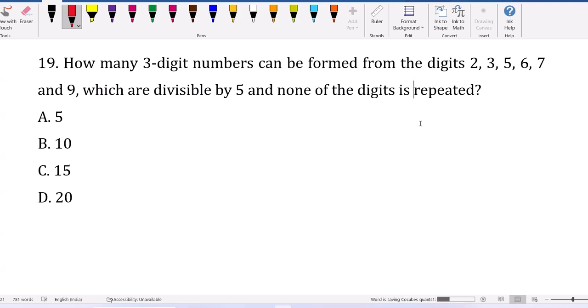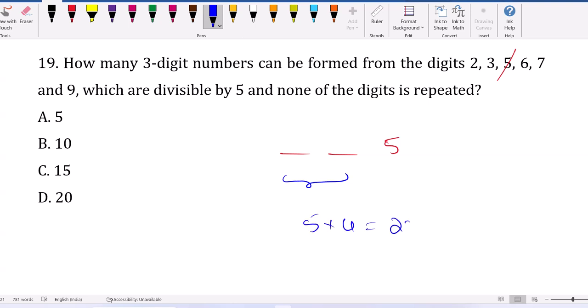How many three-digit numbers can be formed from the digits 2, 3, 5, 6, 7 and 9 which are divisible by 5? For a three-digit number divisible by 5, the last digit should be 5. This is completed. 0 is also okay, but 0 is not in the given list. Now I have only 2 slots, and 2, 3, 6, 7, 9 are available. 5 into 4, 20 ways.